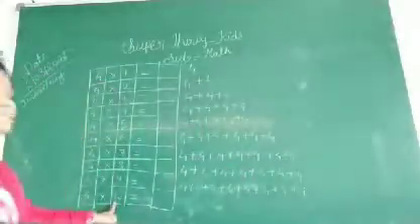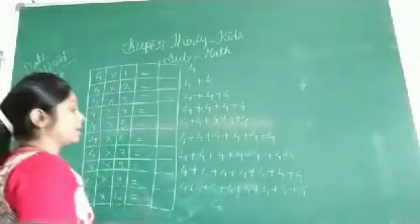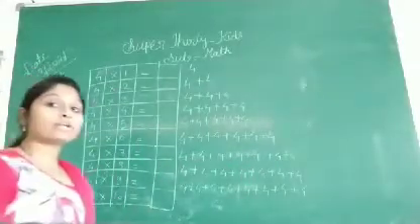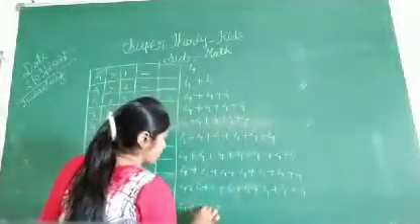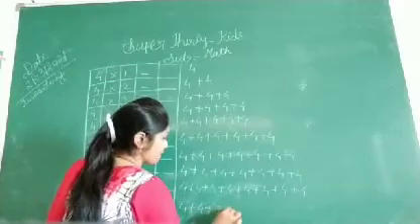And last one is 10 number. So we again add 4 10 times. How many times? 10 times. 4 plus 4 plus.